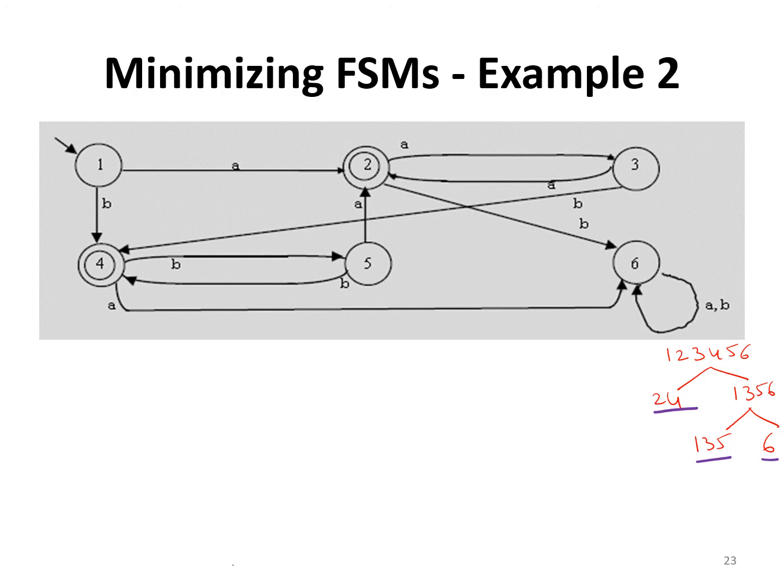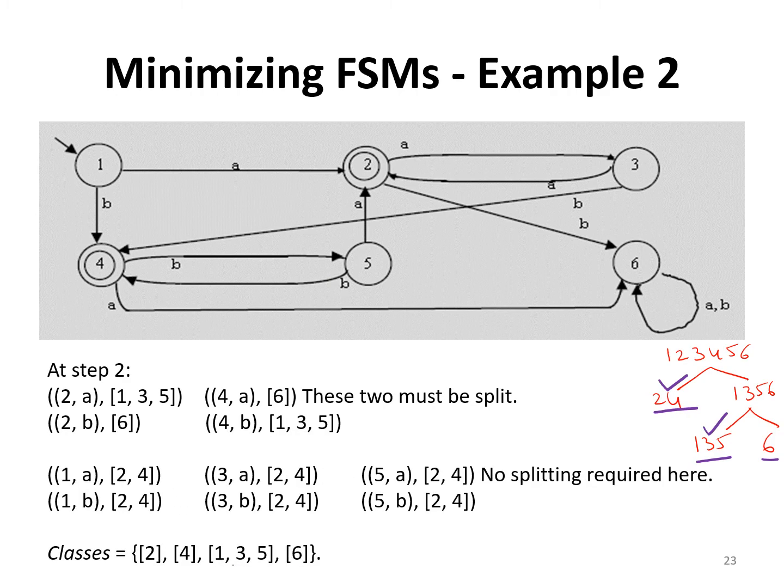In the next step, step 2, we have to check whether the 2, 4 and 1, 3, 5 classes can be split further or not. So let us see one by one. 2a is going to class 135, 2b is going to class 6, 4a is going to 6 and 4b is going to 135. If you see, the patterns are totally different for the 2 and 4 states. Hence, these two must be split into 2 and 4.